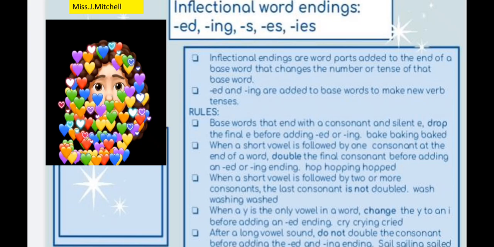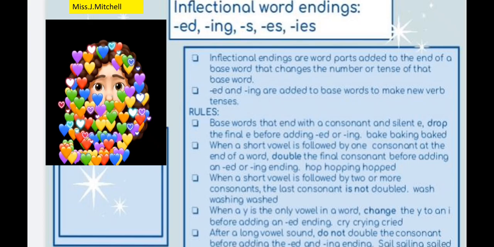Rule 3. When a short vowel is followed by two or more consonants, the last consonant is not doubled. Example, in the verb wash, you add ing and it becomes washing, or washed when the ed is added.